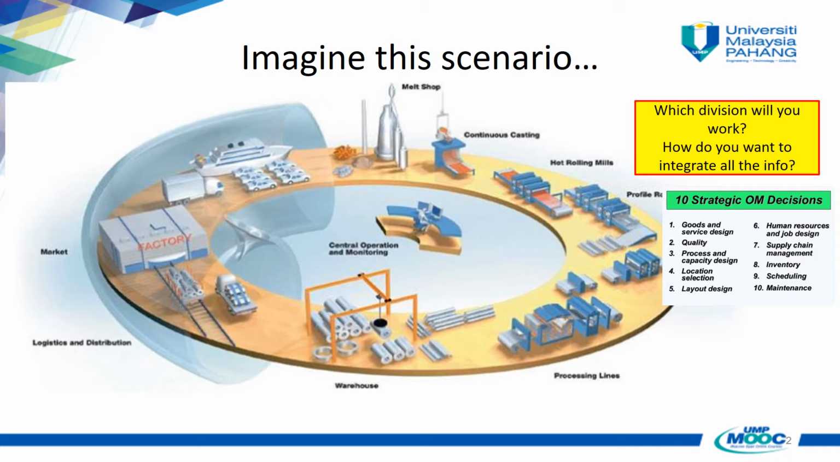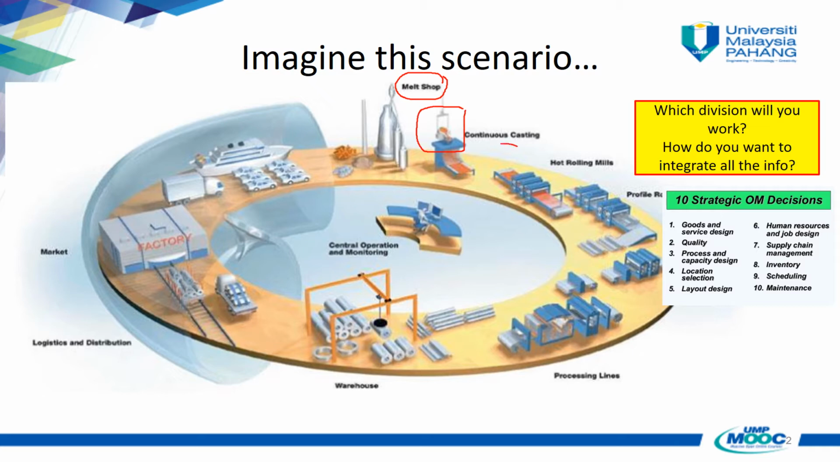It has a melting shop, right? This is where our raw materials will blend together, all of the elements such as carbon, ferrum, aluminum, chrome, and so on, will be blended together in the casting processing equipment, and then from here we will have a continuous metal casting.